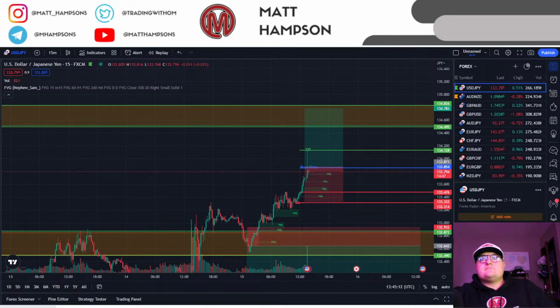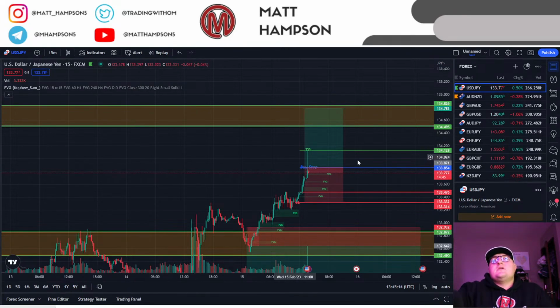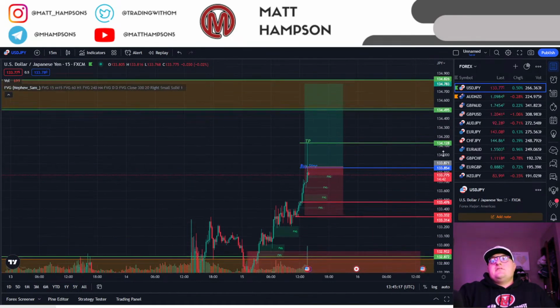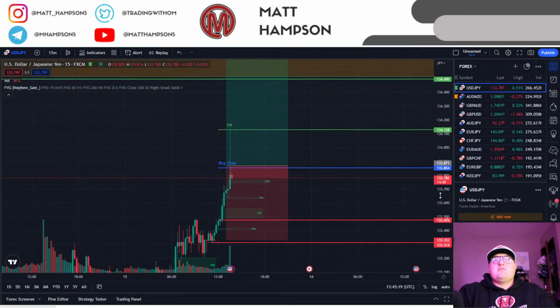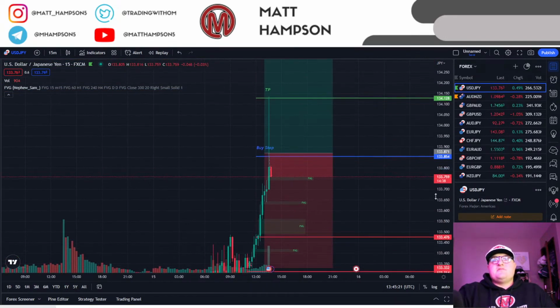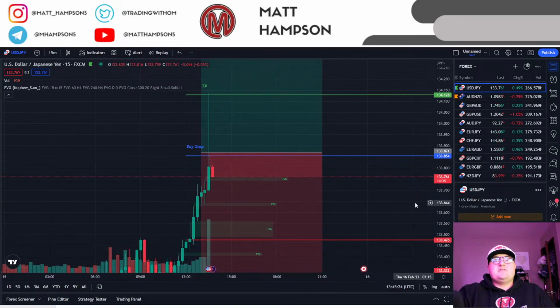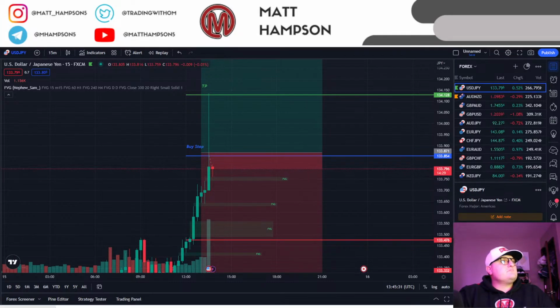So big wick on that 15-minute candle. Really big wick here. We'll see if it bounces off this FVG or not. We're going to see if it bounces. Ideally, it'll bounce and this will keep driving.